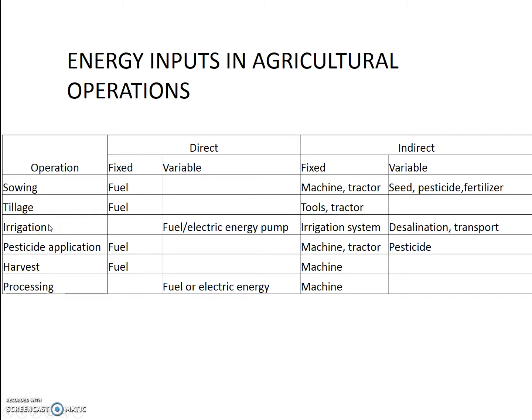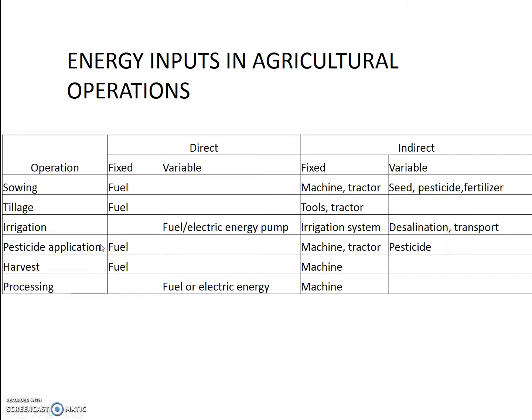In the case of irrigation, we have a direct component, but it's variable, usually depending on the amount of water that we apply, and this will be dedicated to fuel or electric energy for pumping. But for irrigation, we also have a fixed indirect component that corresponds to manufacturing the irrigation system. But we can also have an indirect variable energy cost due to the desalination and transport of the water to the farm.